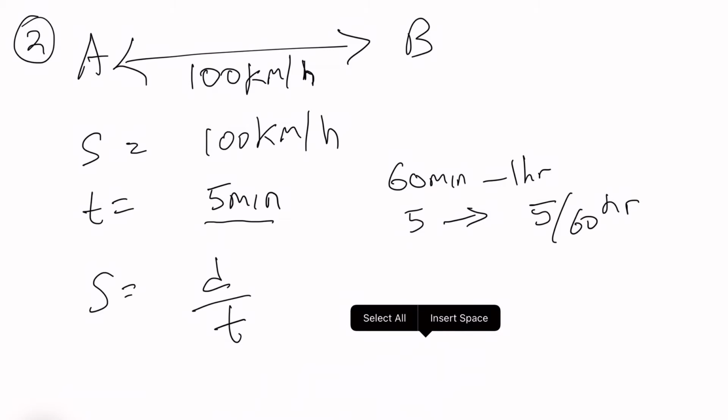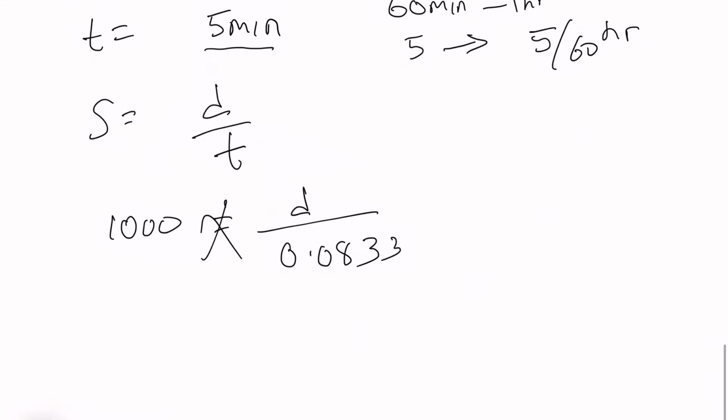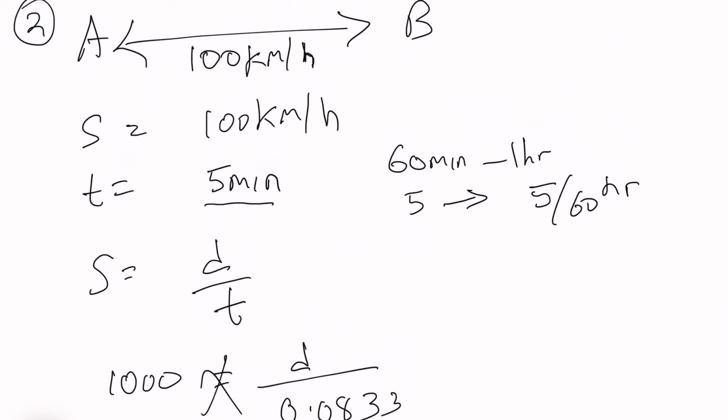So if we have to look for distance, we were given speed to be 1000, then distance over 5 divided by 60. I think that's 0.083, if I'm correct. So all you just do is cross multiply, and when you do that, multiply by 1000. So that's 83.33 meters. Hopefully I'm correct. Let's check.